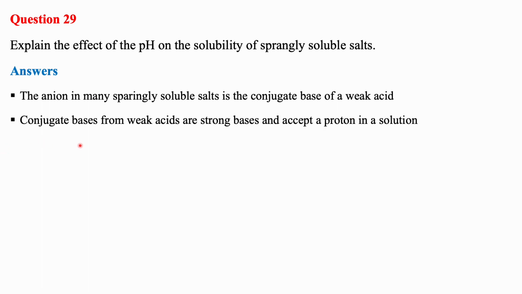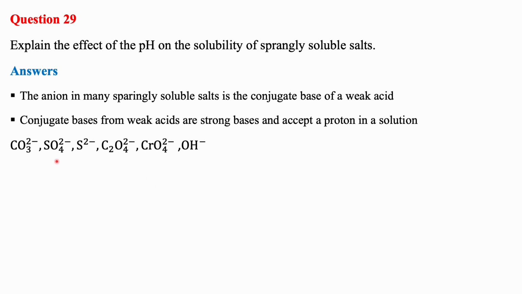Conjugate bases from weak acids are strong bases and accept protons in the solution. That means they will accept the proton in the solution. So you can see this one is coming from carbonic acid, which is a weak acid, so it will produce a strong conjugate base. This one also. So you can see they can attract a proton in the solution.